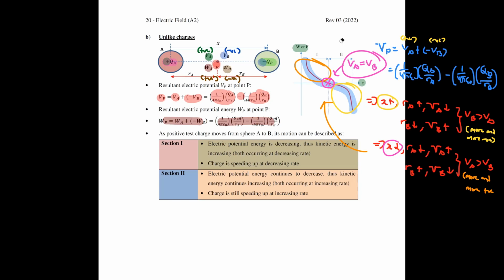Now, if you consider the energy changes occurring in this particular graph, you will notice that from the start to the end here, your EPE is continuously decreasing, so that your KE is always continuously increasing too. So your charge is always speeding up from start to finish here. Just that they will be doing so at a decreasing rate and increasing rate, depending on how the gradient looks. Okay, so this is the analysis for unlike charges.